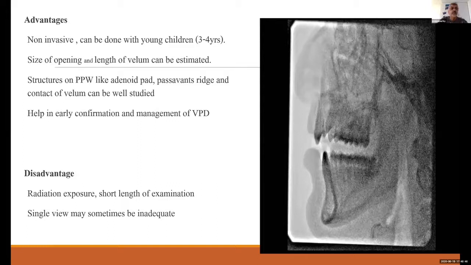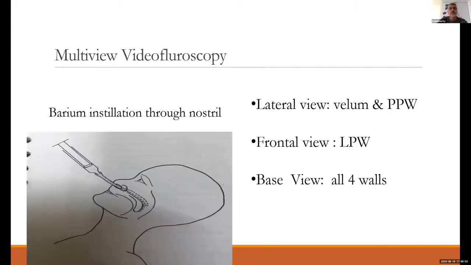And occasionally, this lateral video fluoroscopy may not give you the full picture like a nasoendoscopy would. So for that, you have the next slide, please. The multi-view video fluoroscopy. So here you take three different views. So you're exposing the patient to three different views. The lateral, which I already showed you. You also can do a frontal view as well as a basal view. And combining the information from all three views, you will be able to get a multi-view imaging. And this would be as good as the nasoendoscopy.